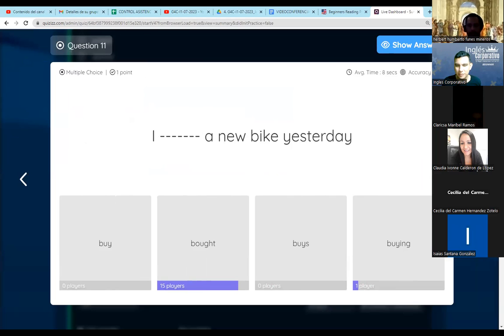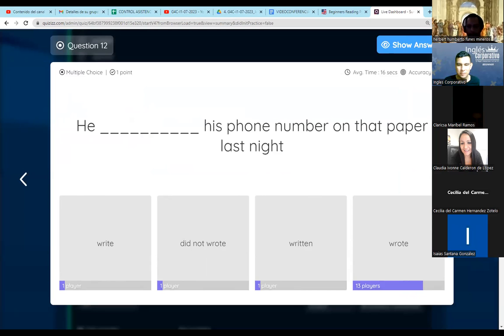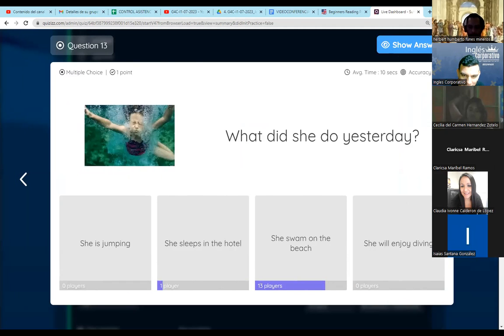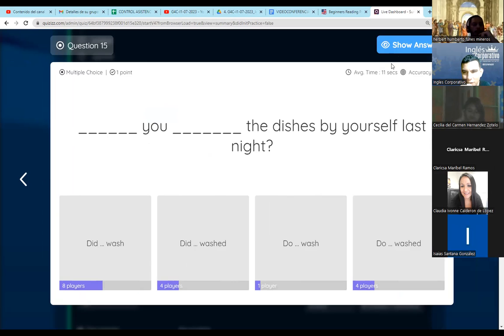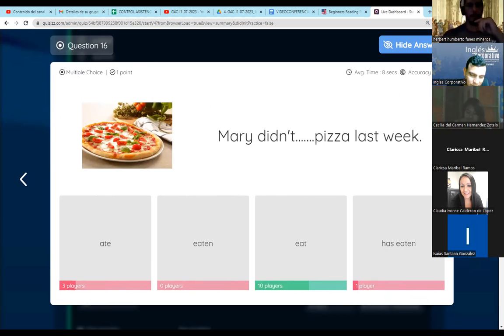I bought a new bike yesterday. He wrote his phone number on that paper last night. What did she do yesterday? She swam on the beach. Very good. We ate in this restaurant. How about this? Did you wash the dishes by yourself last night? You wash the dishes yourself. Mary didn't eat pizza last week. Very good.